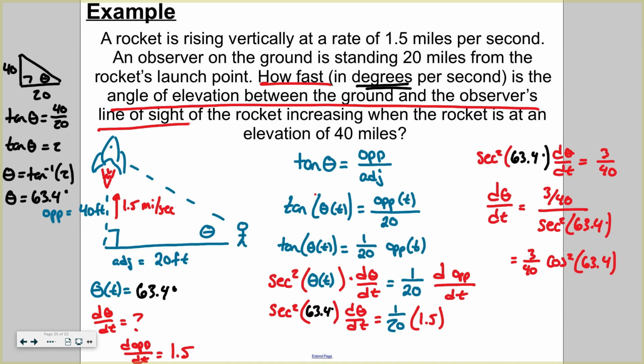So 3 over 40 times cosine 63.4 squared, and we're going to get an angle change of 0.015 degrees. Degrees per, what do we say, second.